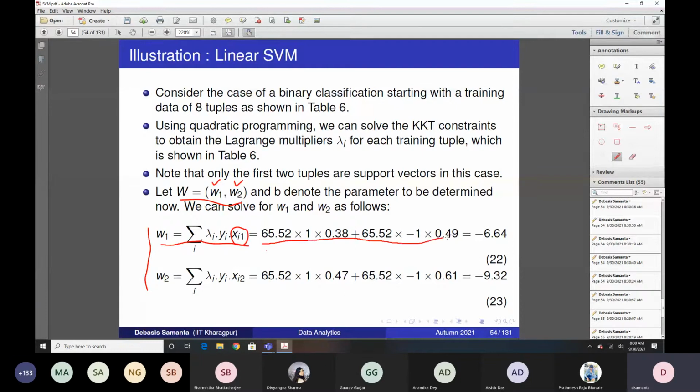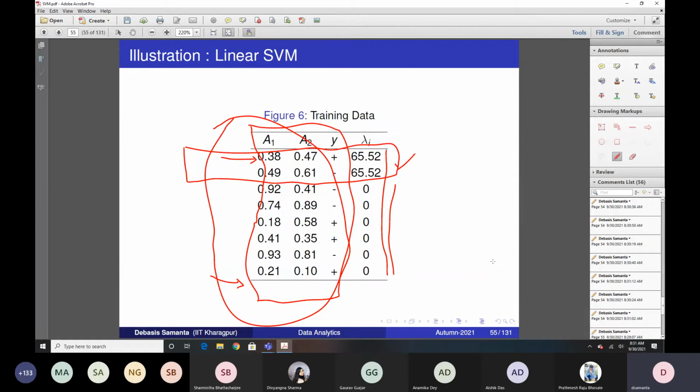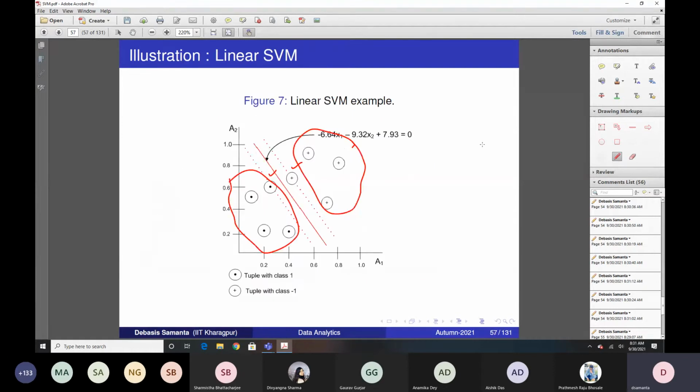Now in this case, as you see, W1 can be obtained as minus 6.64. And W2 also, using the same lambda i, yi, xi2, that means for the vector, that is the second component, that is minus 9.32. So this way, for a test data, we will be able to calculate W1 and W2, which is actually minus 6.64 and minus 9.32 here, right? Now here you see this is actually the equation of your hyperplane, for which W1 x1 plus W2 x2. Now there is again B.